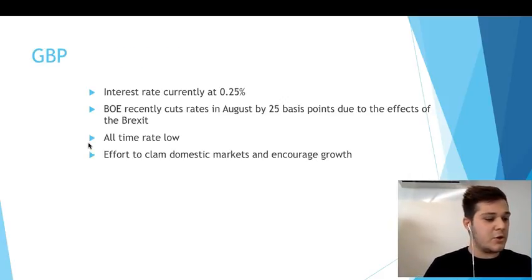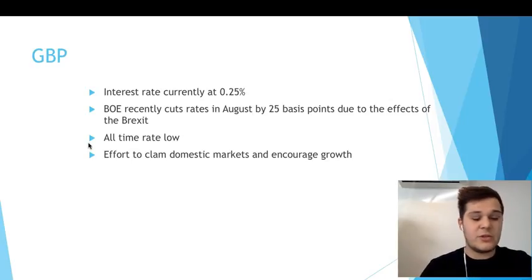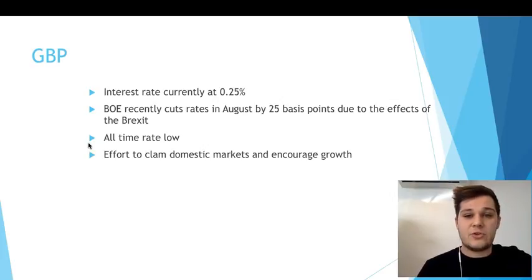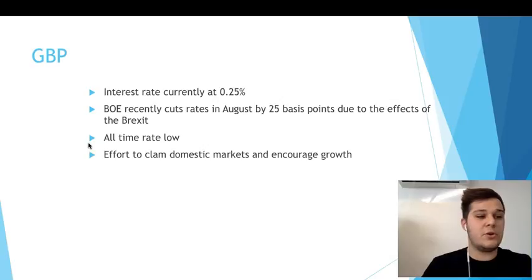So the UK has maintained a steady interest rate of 0.5%, but recently in August they decreased interest rates by 25 basis points due to the effects of the Brexit, which is also at an all-time low. This is an effort to calm domestic markets and encourage economic growth. When the Brexit occurred, investors changed from the pound to the USD, which led to less risk. As a result of this, the demand for the pound decreased and the USD increased, which will lead to a depreciation of the Great British Pound.